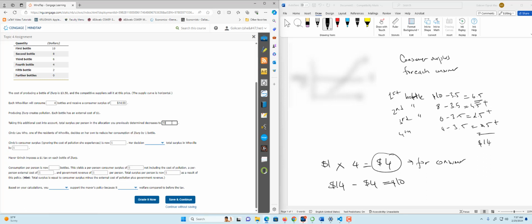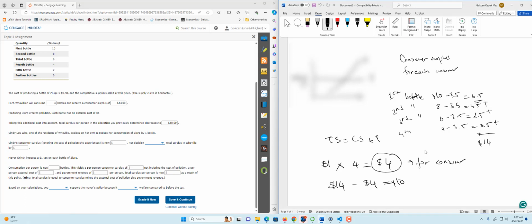The reason your textbook says here total consumer surplus is because producers have no surplus. Their cost is 3.5 and they are selling at 3.5. Therefore, all consumer surplus is total surplus in the market. If you remember, total surplus is the sum of consumer surplus plus producer surplus. Since the producer surplus is 0, all total surplus is consumer surplus.